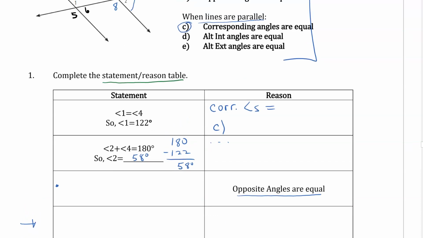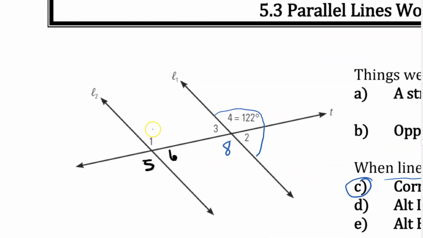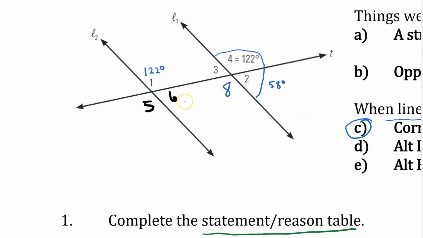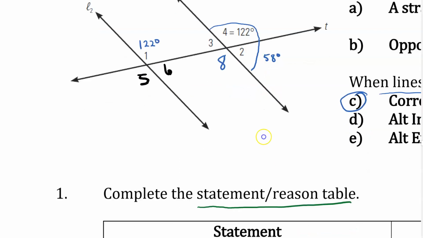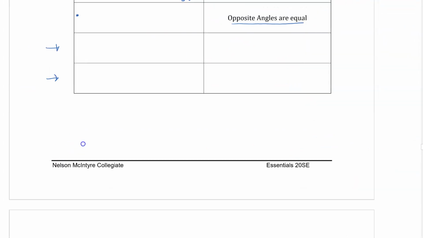Oh, and the other thing is, once you've figured something out, like we figured out that angle 1 is 122 degrees, you can actually write that in over here, because we've proved it now. So this is 122 degrees. So you can use that. And we figured out that this one was 58 degrees. So you can use it afterwards. So angle 2 and angle 6 are corresponding, for example. So one of your statements could be angle 6 equals 58 degrees, because I know it's corresponding with angle 2, and so on. And is that it for the worksheet?